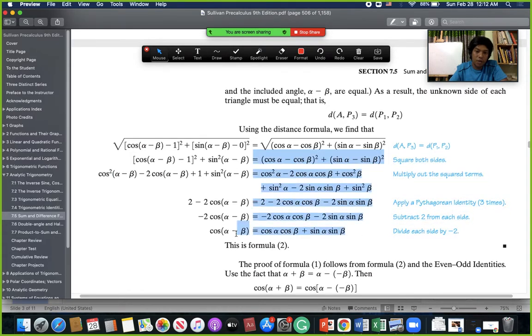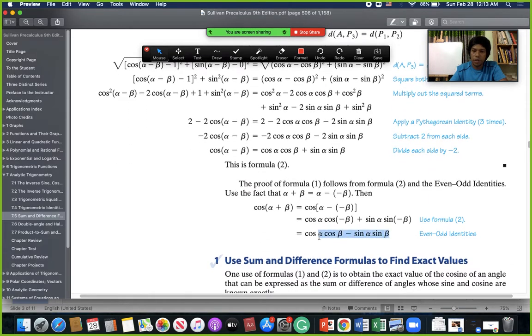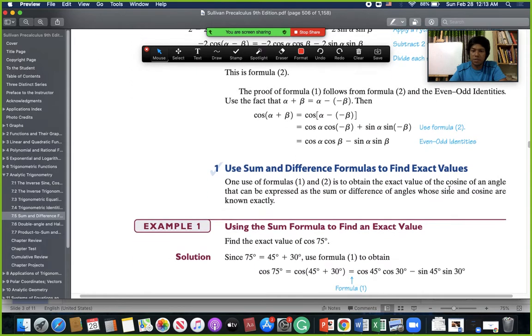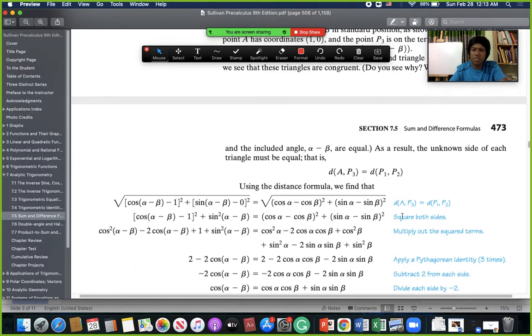Anyhow, this is how we get this formula, and from this formula they actually try to establish other formulas also. If you're interested, you can go ahead a little bit here. If we replace beta by minus beta, then we can come to this property by using the even-odd identities. So this is how they establish it, and other formulas also we can establish in some way. But this is the easier one. That's why they actually started from here.